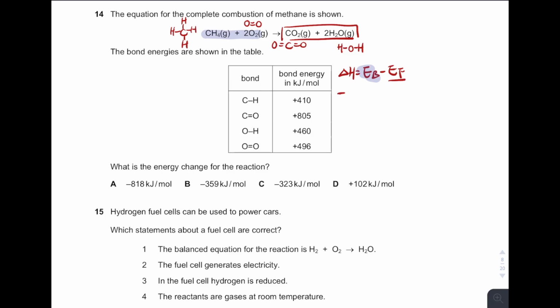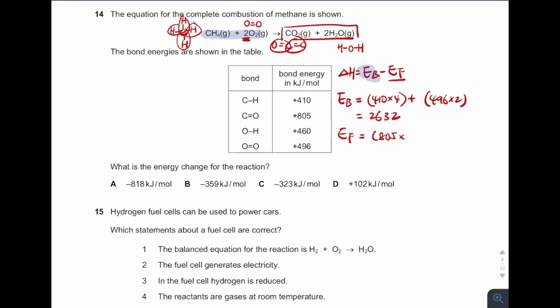So first, look for EB. See, there are how many C-H bonds here? There are a total of 4: 1, 2, 3, 4. So 410 multiplied by 4, plus, how many oxygen to oxygen bonds? There are 2, isn't it? See, given here, 2. So 496 multiplied by 2. So eventually you get 2632.